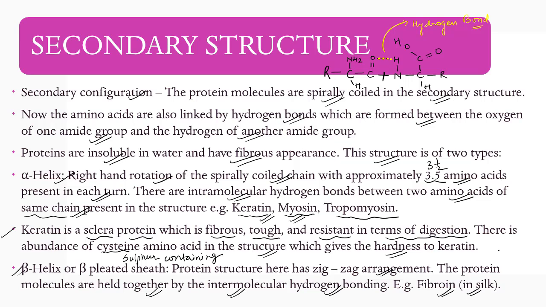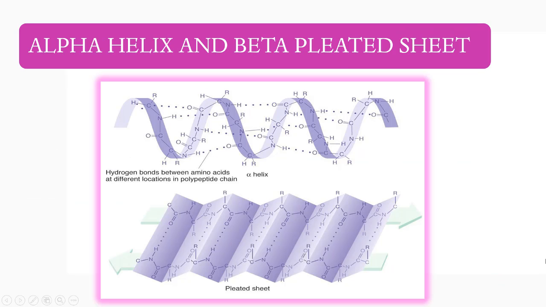So the alpha helix is present in tropomyosin, myosin, and keratin. Keratin is a scleroprotein which is fibrous, tough, and resistant in terms of digestion. There is abundance of cysteine, a sulfur-containing amino acid in the structure, which gives hardness to keratin. Beta pleated sheet has a zigzag arrangement, and the protein molecules are held together by intermolecular hydrogen bonding. Understood? Example, fibroin of silk. This is the example of alpha helix and beta pleated sheet.